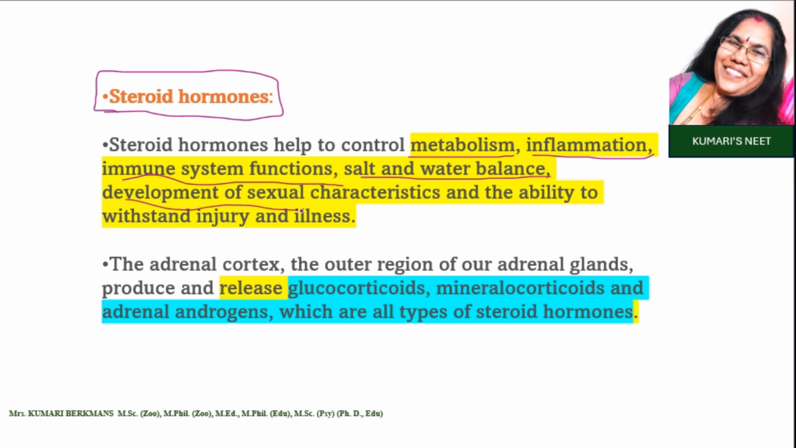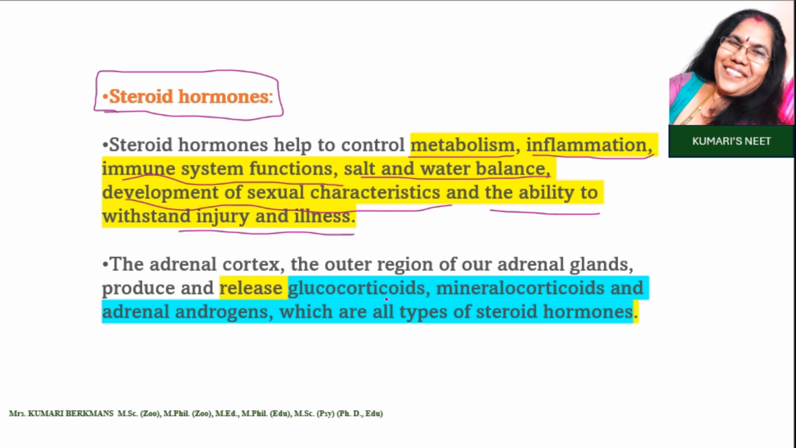And development of sexual characteristics, that is secondary sexual characteristics. We have seen the hair growth in the armpit or in the pubic region, as well as facial hair, and the ability to withstand injury as well as illness. So these hormones are very important. We have to withstand if there is any injury or if you fall ill. At that time these hormones are very, very important.